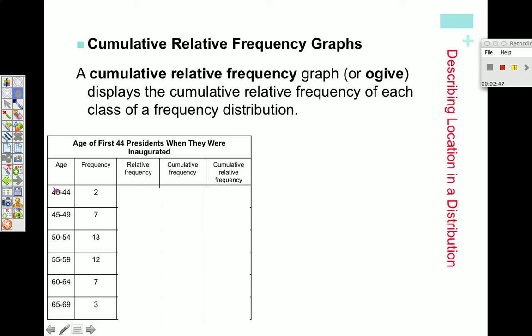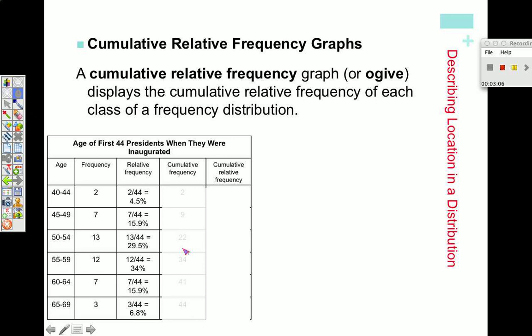So we're taking 2 divided by the total. 2 divided by 44 is 4.5%. 7 divided by 44 is 15.9%, and so on and so on. 3 over 44 is 6.8%. The cumulative frequency is different. The cumulative frequency is going to look like this. The cumulative frequency for this first group is 2.